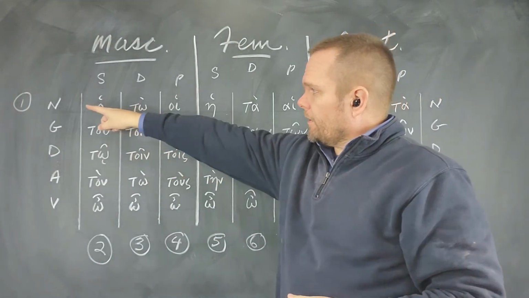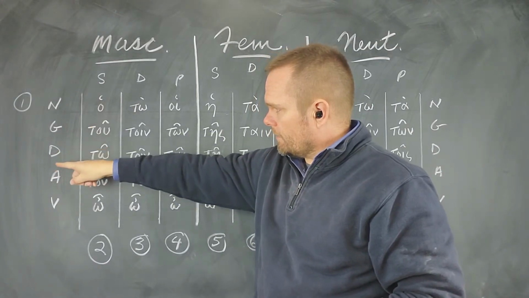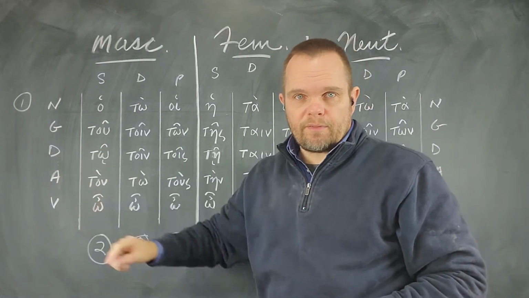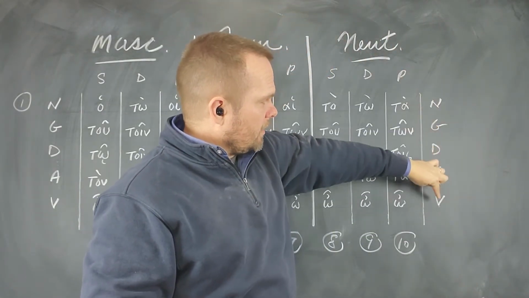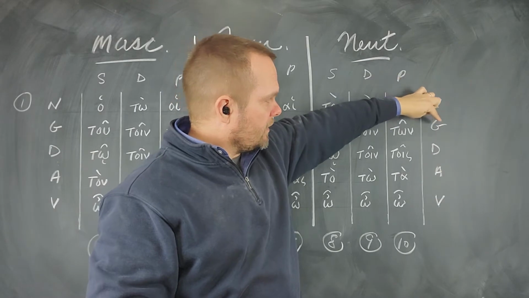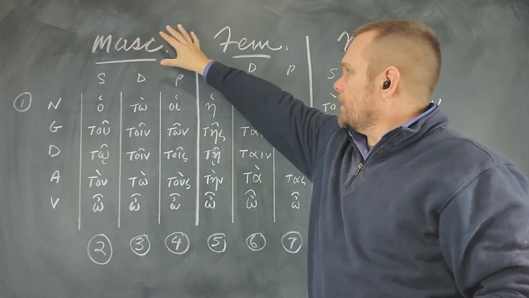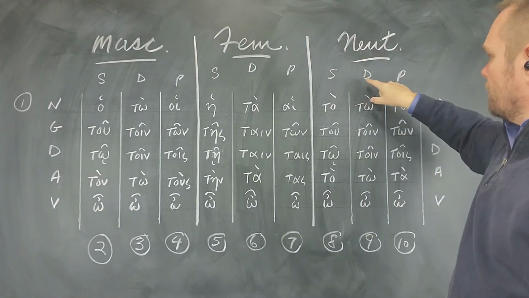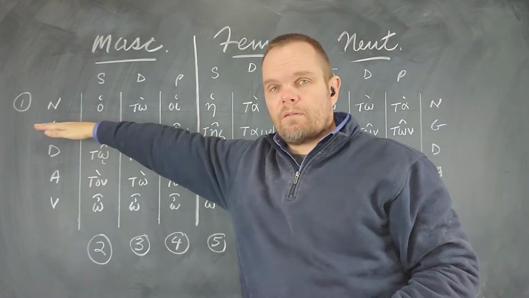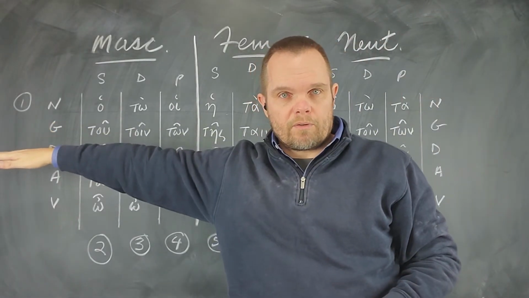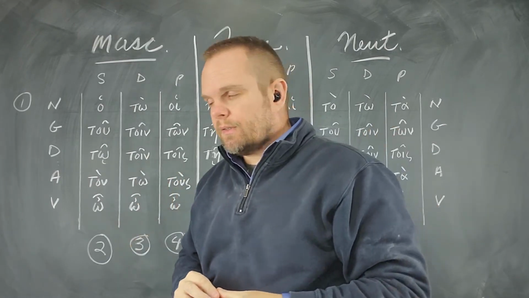On the side over here, we have the 5 cases: nominative, genitive, dative, accusative, and vocative. And I put the letters on the other side as well, just for reference: nominative, genitive, dative, accusative, vocative. Okay, so for columns, we have gender and number, and cases for the rows going across. All right? Now, how do we memorize this declension?